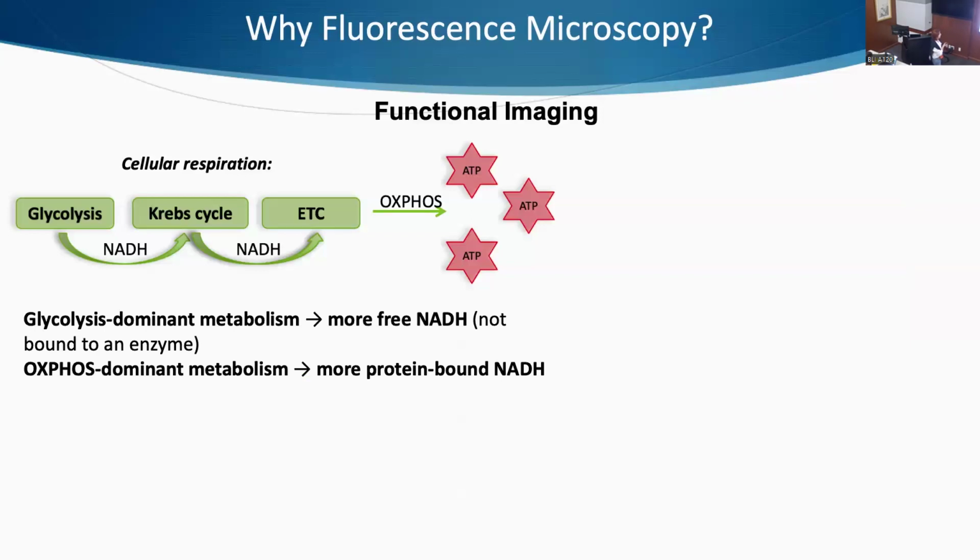Normal cells have an oxidative phosphorylation dominant type of metabolism. That means more protein bound NADH, as opposed to tumors that have more glycolysis dominant metabolism, meaning more free NADH, not bound to an enzyme. So this cellular respiration is a very complex process. I oversimplified it here.